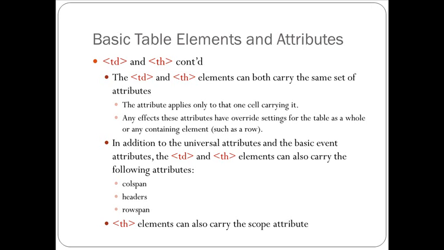In addition to the universal attributes and the basic event attributes, the TD and TH elements can also carry column span, headers, and row span, which we'll look at. TH elements can also carry the scope attribute, which we'll also take a look at.